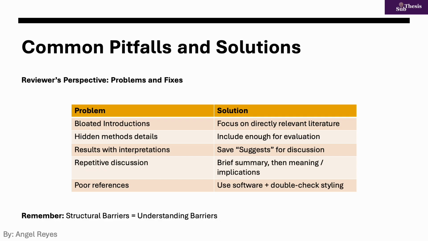Discussions that just repeat results. Solution: start with brief summary, then focus on meaning, implications, and future directions. References that are incomplete or incorrectly formatted. Solution: use reference management software and double check against journal style. These aren't just formatting issues, they're barriers to understanding that can sink otherwise excellent research.